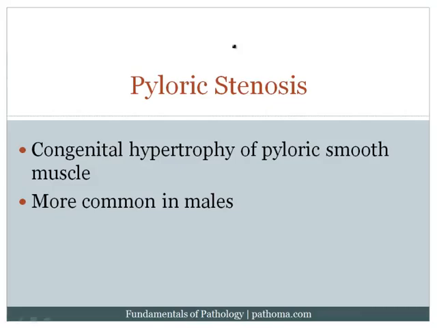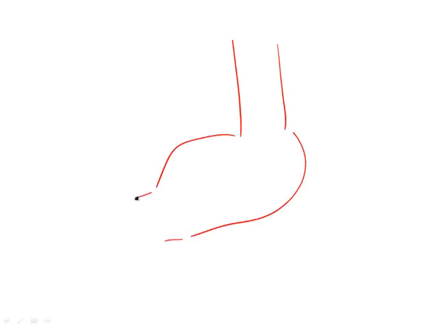Pyloric stenosis is another congenital disorder. This is where you get hypertrophy of the pyloric smooth muscle. It's more common in males. Here's the idea. Of course, you've got the esophagus, and then you've got the stomach coming off the esophagus, and eventually you recognize that the stomach feeds into the duodenum, and in order for food to go from the stomach into the duodenum, it's got to cross this sphincter called the pyloric sphincter.